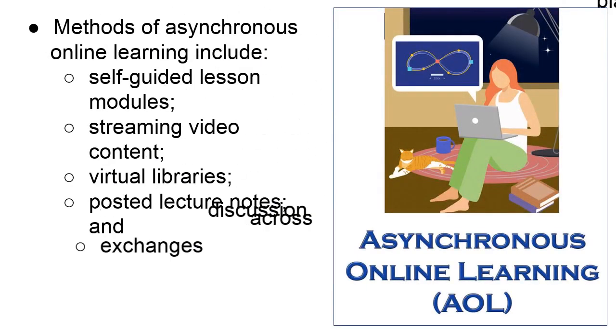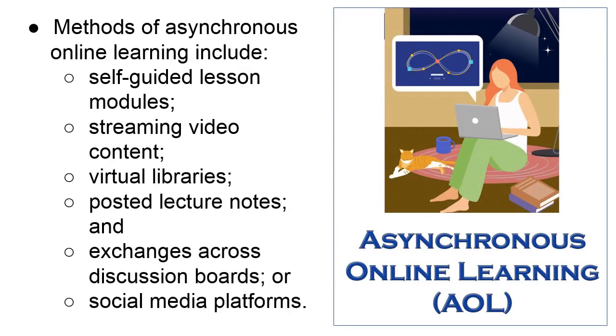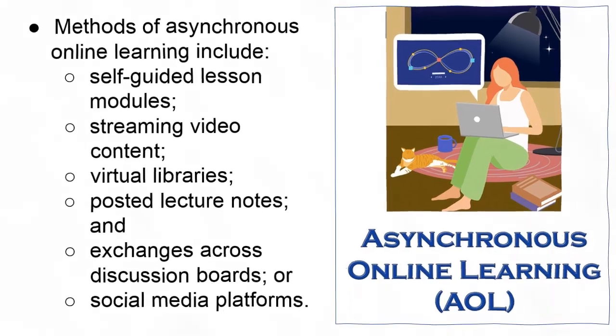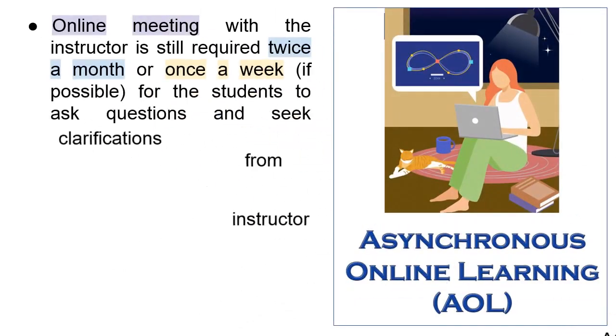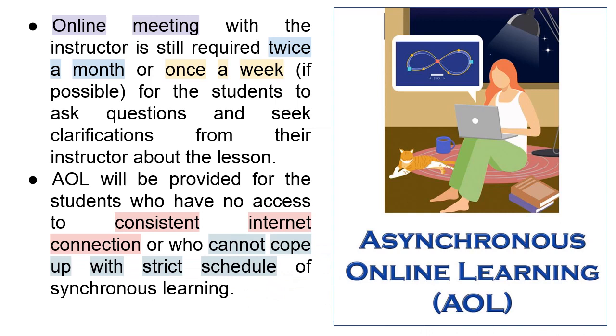Methods of asynchronous online learning include self-guided lesson modules, streaming video content, virtual libraries, posted lecture notes, and exchanges across discussion boards or social media platforms. Online meeting with the instructor is still required twice a month or once a week, if possible, for the students to ask questions and seek clarifications from their instructor about the lesson.